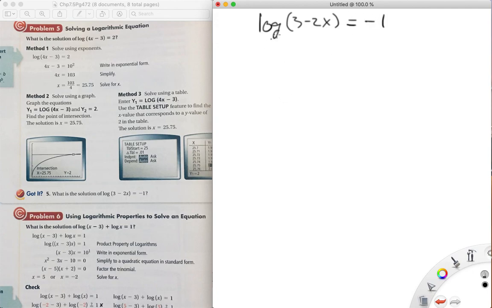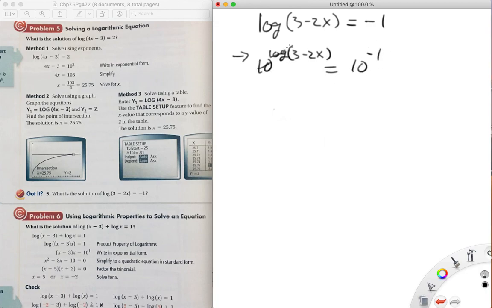Here's the thing. Since there's a log already involved, we can get rid of that log by raising it to its inverse. So 10 to the log is equal to 1, right? Remember that log is at base 10 here, so these guys cancel out. So what I can do is raise both of these to the 10. In this case, it's going to be 10 to the log 3 minus 2x equals 10 to the negative 1.